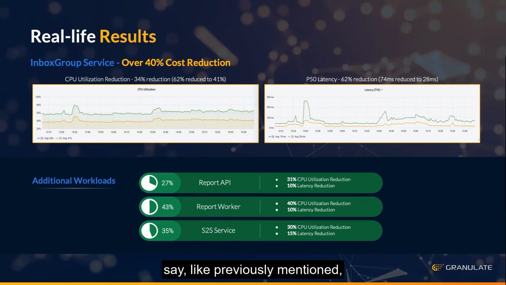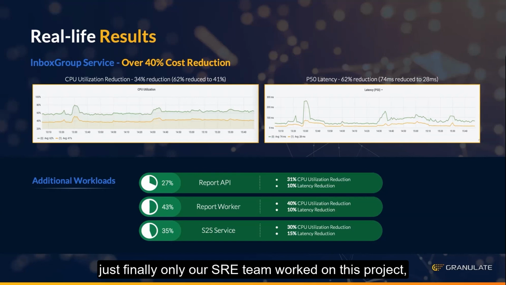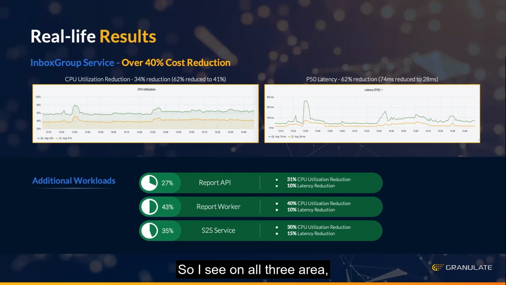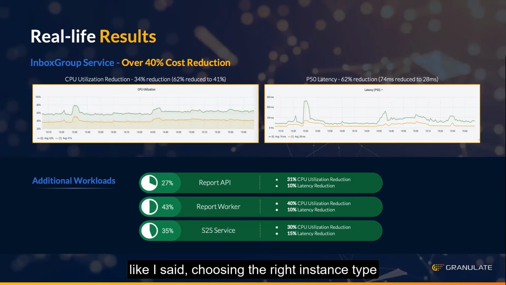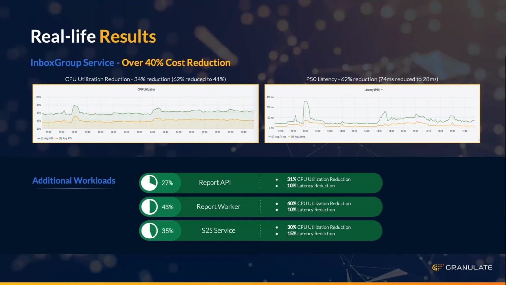As previously mentioned, it came without any maintenance and without making code changes. It was a very seamless workaround. Only our SRE team worked on this project, and nobody from devs was involved. So I see we reaped a great benefit from Granulate in all three areas, not just saving cost. We also realized how to save cost in other areas, like choosing the right instance type and optimizing the auto-scaling group and policies. So to answer your question, yes, on average there is a 25% reduction in our auto-scaling groups by implementing Granulate with our services.